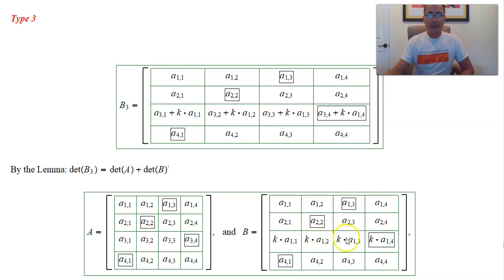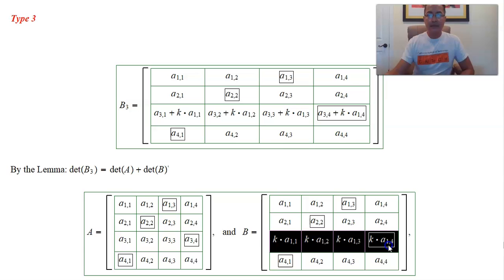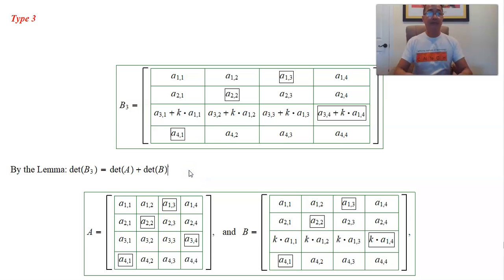Okay, but what do you notice about B? I have these k's times a11, a12, a13, a14. Wait a minute, that's row 1. Okay, so one of our earlier theorems says that if two rows of a matrix are proportional to each other, then its determinant is 0. So the determinant of B is 0.